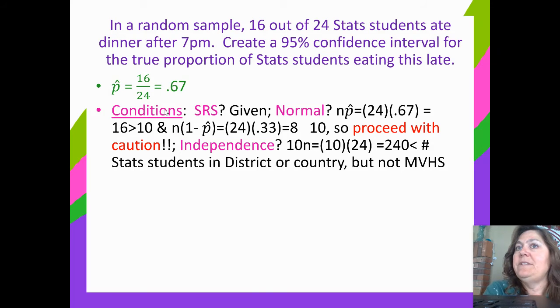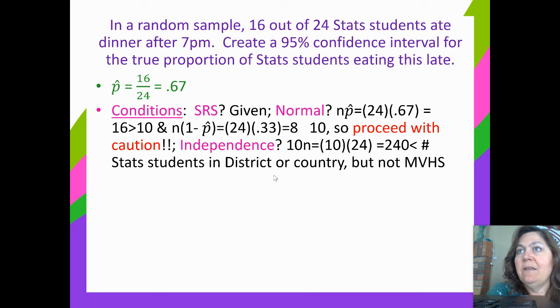I didn't do the state here, but you would state we are creating a 95% confidence interval for the true proportion of stat students eating after 7 p.m. That last line right here should be your state. Okay, conditions: state, plan, conditions.